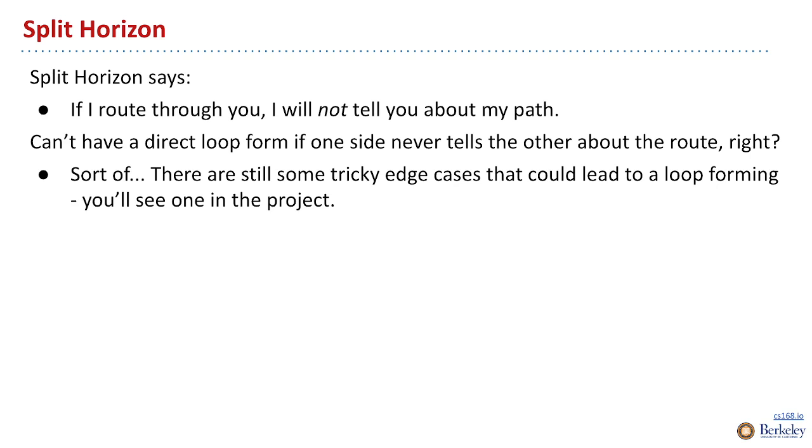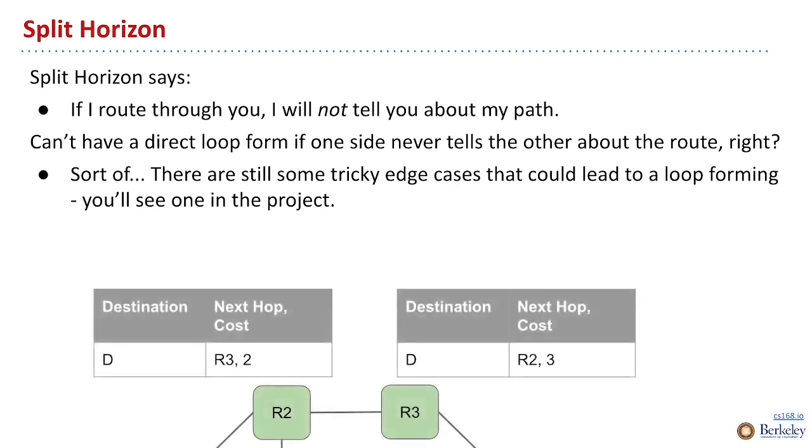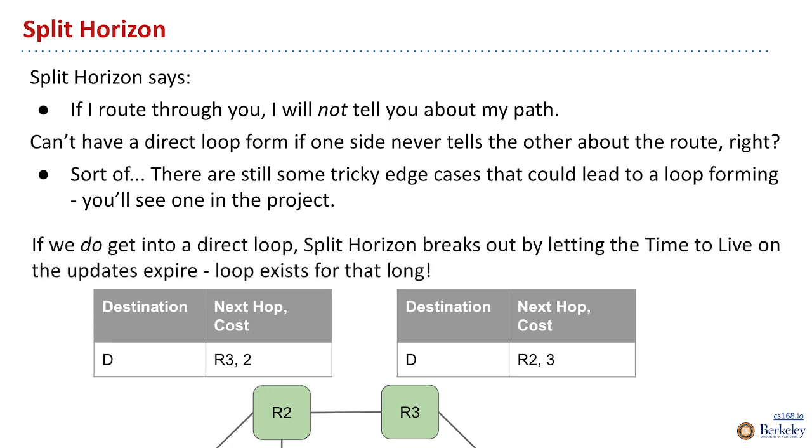And so split horizon works to prevent many kinds of direct loops, but there are still edge cases where they can come up. And what happens in those edge cases? So let's say that with one of these edge cases, we get into this scenario where R2 wants to give its packet to R3, and R3 wants to give it to R2. Split horizon does get us out of this issue where R2 is not going to tell R3 about its route, and R3 is not going to tell R2 about its route anymore, now that they're pointing at one another.